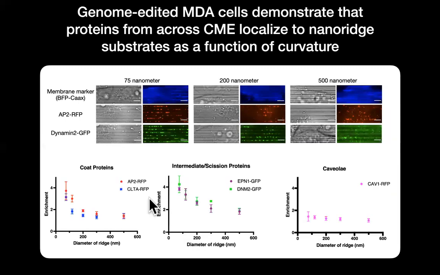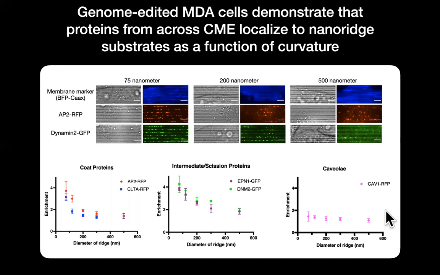And when we quantify this, we can actually see that there's a 3 to 4-fold enrichment of endocytic proteins like the early proteins AP2 and clathrin light chain A, and a greater than 4-fold enrichment of the intermediate or late scission proteins, epsin1 or dynamin 2. Meanwhile, caveolae, as marked by cav1 RFP, are essentially curvature insensitive. So there's something specific to CME that's localizing it to these nanoridge structures.